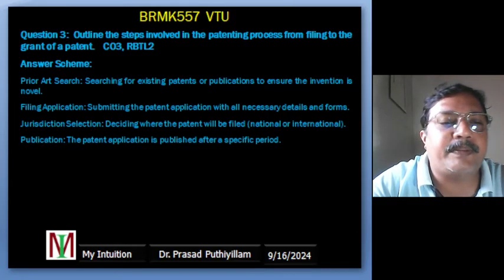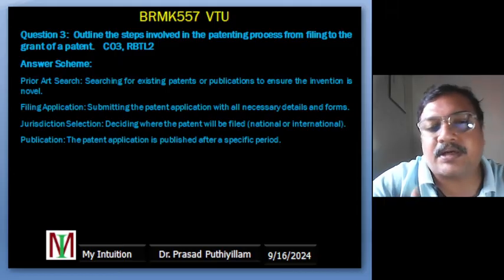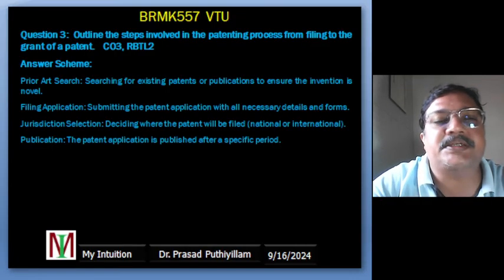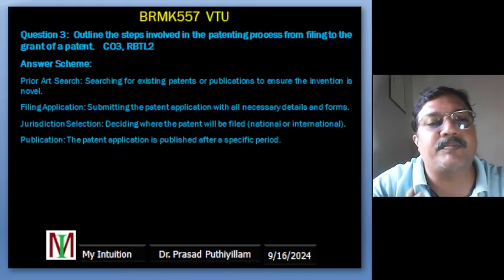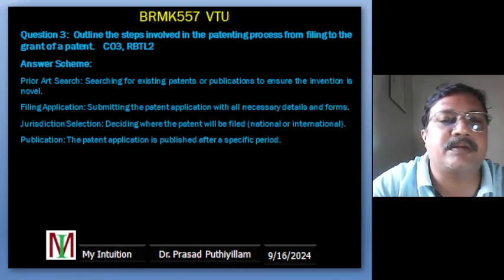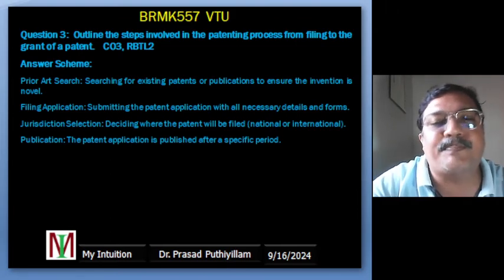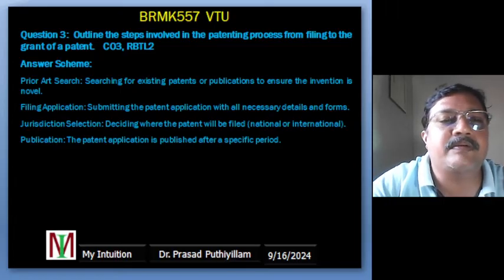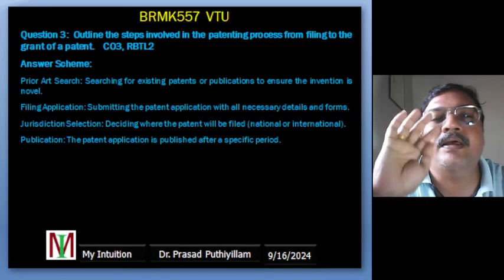Now, the patent publication: the application is published after a specific period. After we submit our patent application, it won't stay secret. The patent office will make it public after a few months. That is called publication. You might have seen many institutions say that their patent got published, meaning whatever we submitted, they made it public.